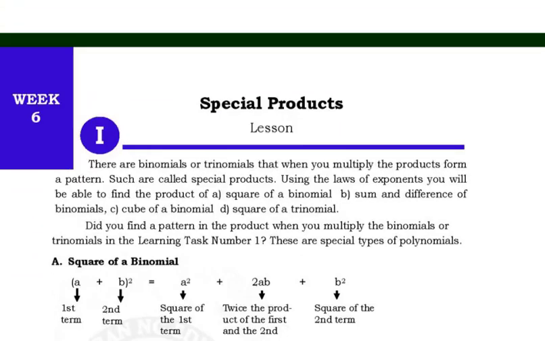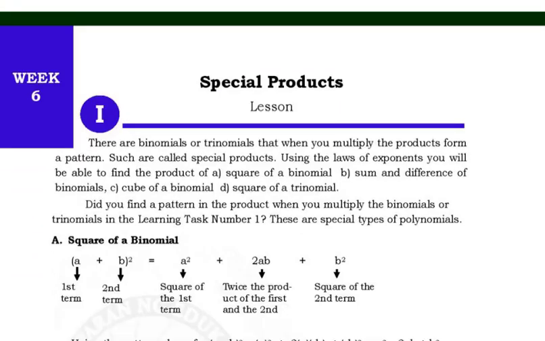So, next lesson ho natin is all about special products. Special products naman ho tayo. That's our lesson for the week number 6.